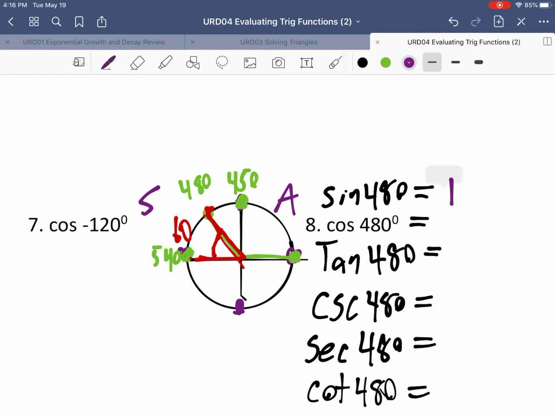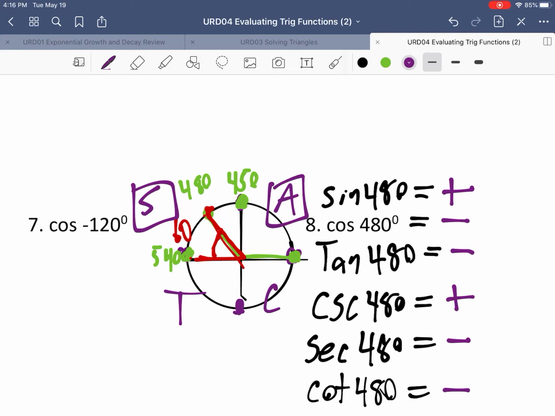In quadrant 2, only sine and its reciprocal are positive. So that means the sine will be positive, but cosine will be negative. Tangent will be negative. Cosecant is the reciprocal of sine, so it will be positive. So sine also counts for cosecant. Secant will be negative, and cotangent will be negative, because tangent and cotangent are only positive in quadrant 3, and secant and cosine are only positive in quadrant 4. Whereas if we were in quadrant 1, everything here would be positive.